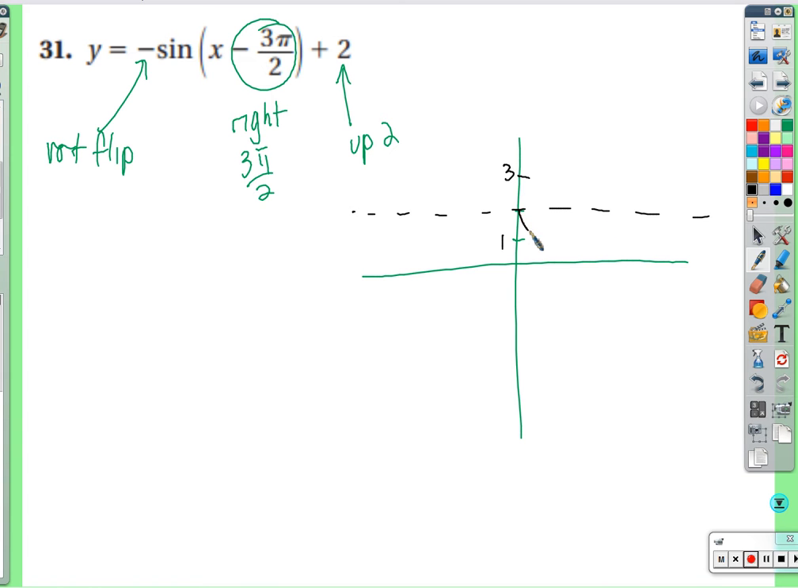Just need to make sure that when we graph it like this, because that negative in front. So if we were to just mark this out like it was normal, like we haven't shifted it yet, we could find where all of these points are and shift them to the right 3 pi over 2. Just to give you a quick visual here. This is pi over 2, pi, 3 pi over 2, and 2 pi. We're going to shift everything to the right 3 pi over 2. That starts at 0, so that's going to move over to 3 pi over 2.